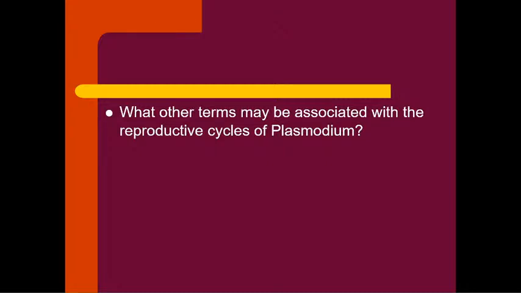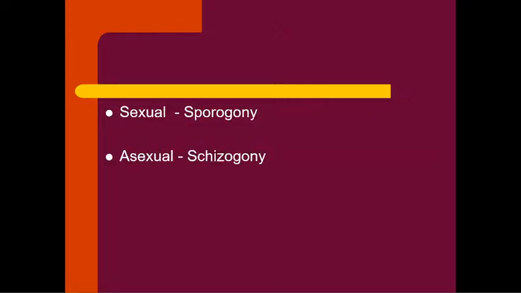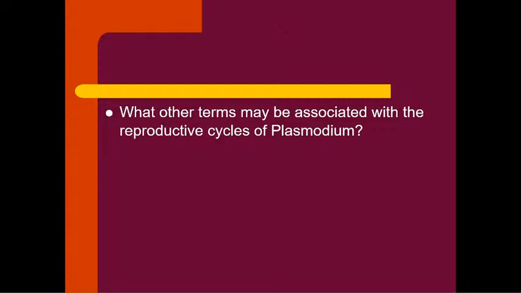Now, other terms that may be associated with the reproductive cycles of Plasmodium. You might get these terminologies confused with each other, but for your information, the sexual cycle is known as sporogony and the asexual cycle is known as schizogony. You guys decide on how you would pronounce it, but what I need you to remember on test day is that you need to select the correct answer. So sexual, sporogony, hence the term sporocysts. Asexual is schizogony, and the product is, of course, a schizont.